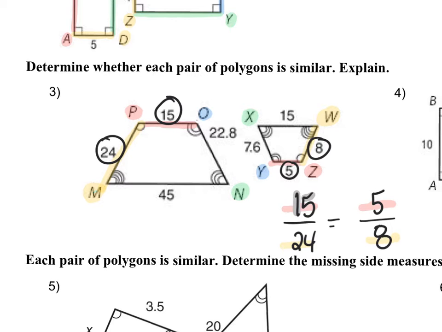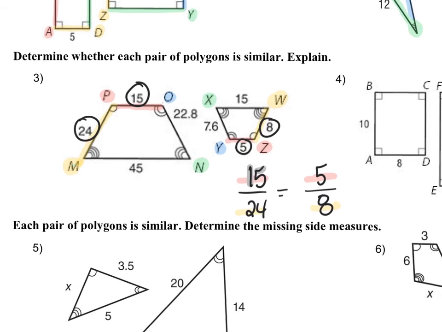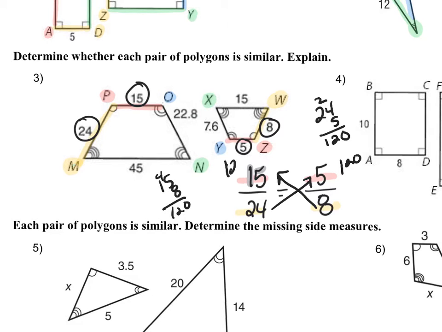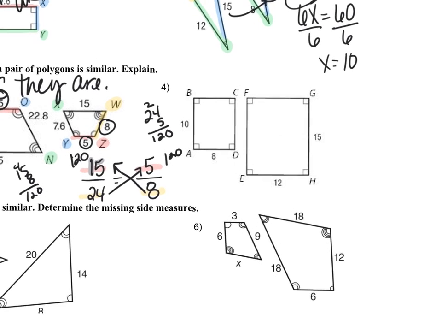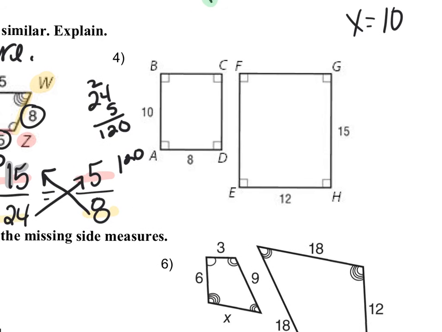So now I cross multiply them. If they're equal, then they are similar. So 24 times 5. I got 120. Y'all agree? Okay, 8 times 15. I got 120. So they are similar. So we would say yes, they are. We make sure we say yes, because sometimes it'll ask to say yes or no. Okay, so number 4, we're going to do kind of the same thing.